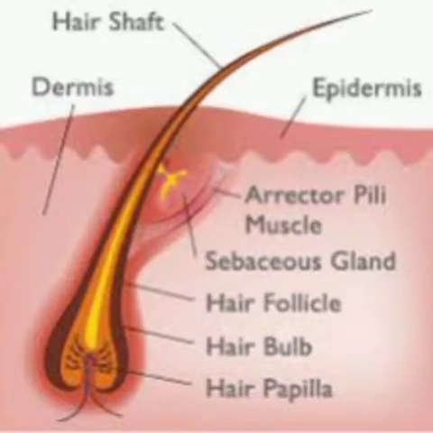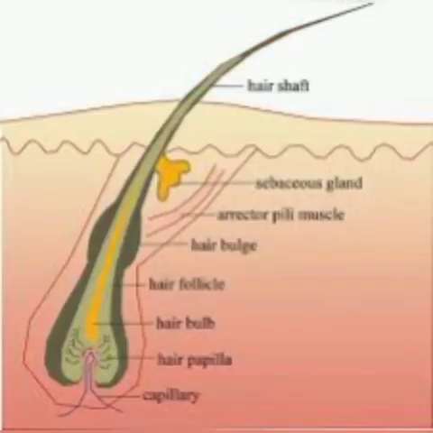The first is the bulb. The bulb is a swelling at the hair base which originates from the dermis. So here, the hair bulb is the living part of the hair, and that is where the cell division takes place for the hair to grow.